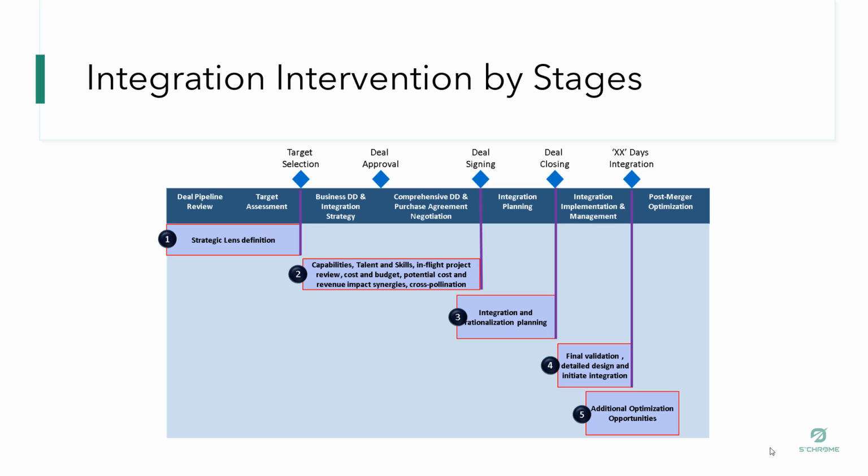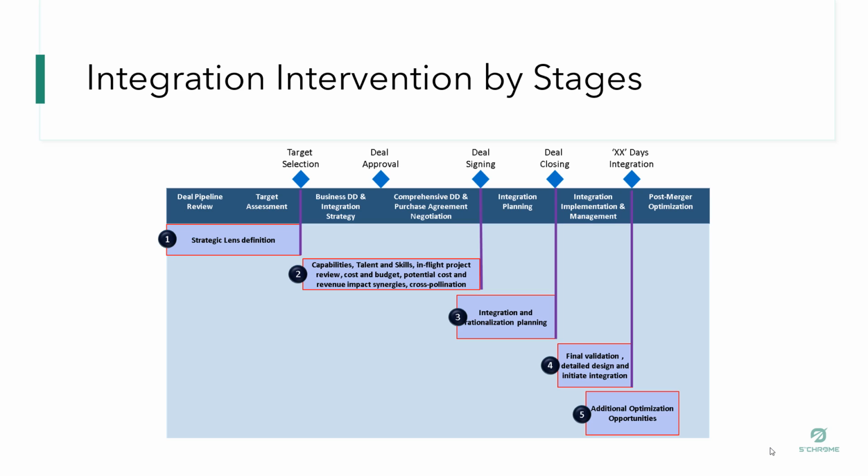So this is where you start looking at a consolidation and acquisition through an integration lens. Once the target has been selected, this is where you start going down into details: capabilities, talent, and skills. You look at your in-flight projects, especially if the company has a large R&D or innovation component of their cost of operations. You would like to see the costs and budgets, and also evaluate potential opportunities for revenue synergies, some cross-pollination, development of new products, etc.